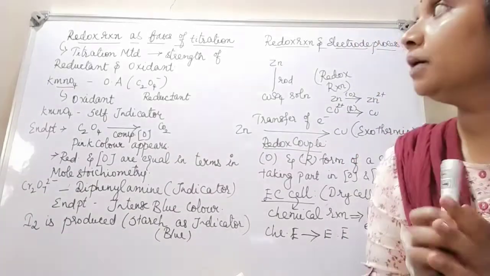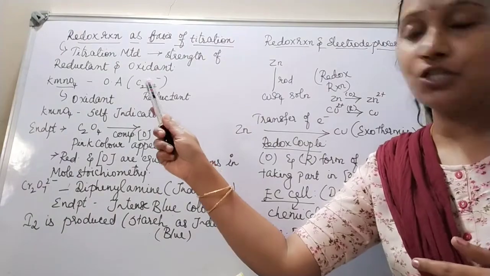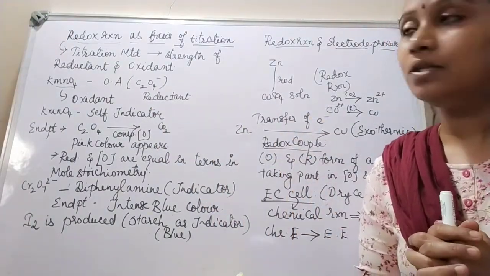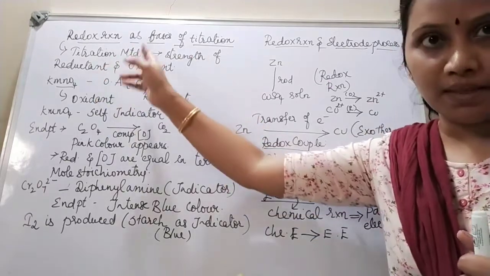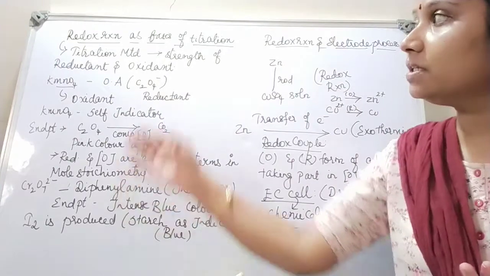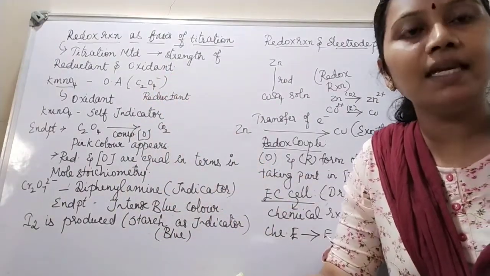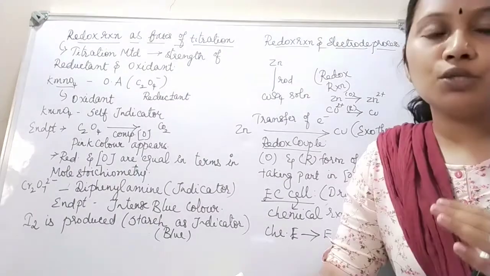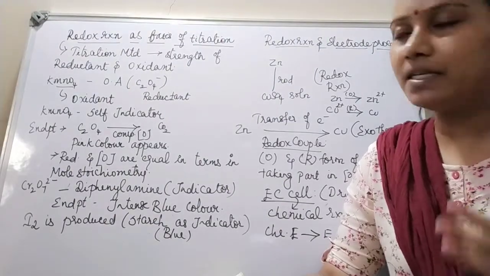Yes children, moving to redox reaction as a basis of titration. Redox reaction is used in the titration method to determine the strength of reductant, nothing but reducing agent, and oxidant, nothing but oxidizing agent. So, in a redox reaction, titration method is used to determine the strength of oxidant and reductant.